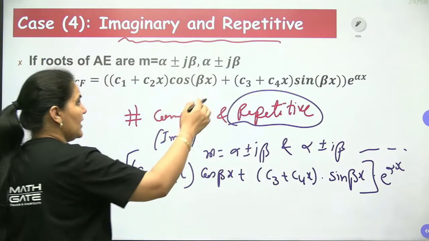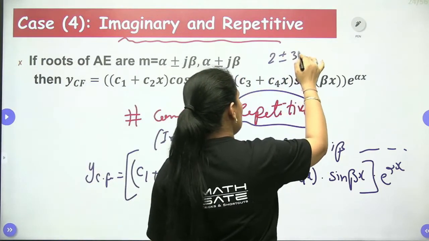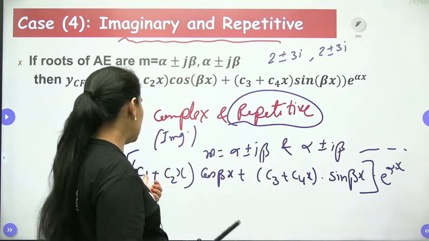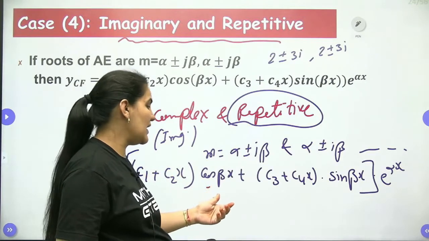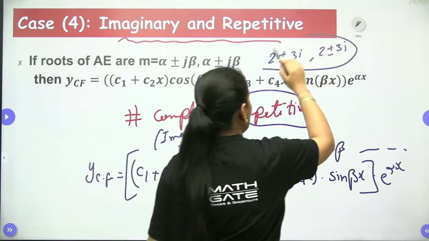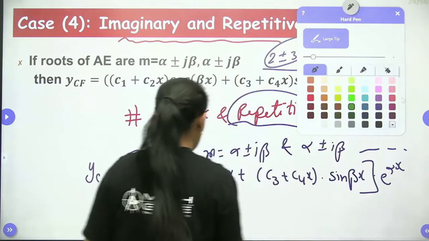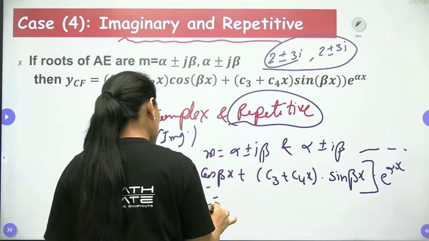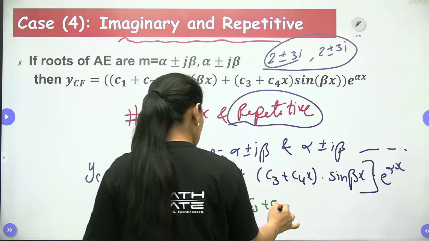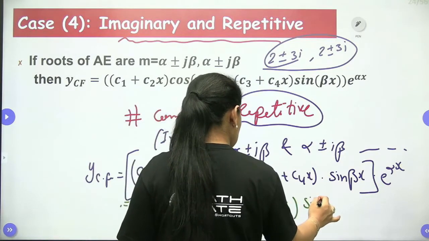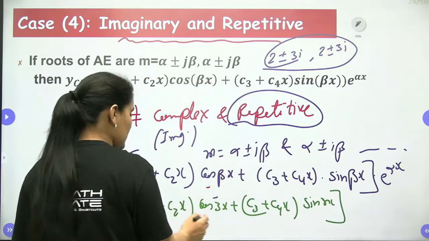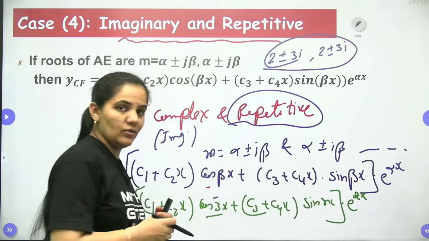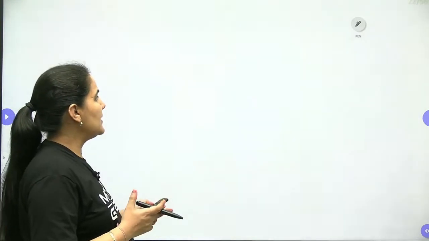Suppose we are having 2 plus minus 3 iota and 2 plus minus 3 iota. So we can proceed like this. It will be C1 plus C2x cos of 3x plus C3 plus C4x sine of 3x. As we know very well, the imaginary part will always come in the angle, and the real part, which is 2, will come in the exponential only, right? Done. Now let's approach this example.